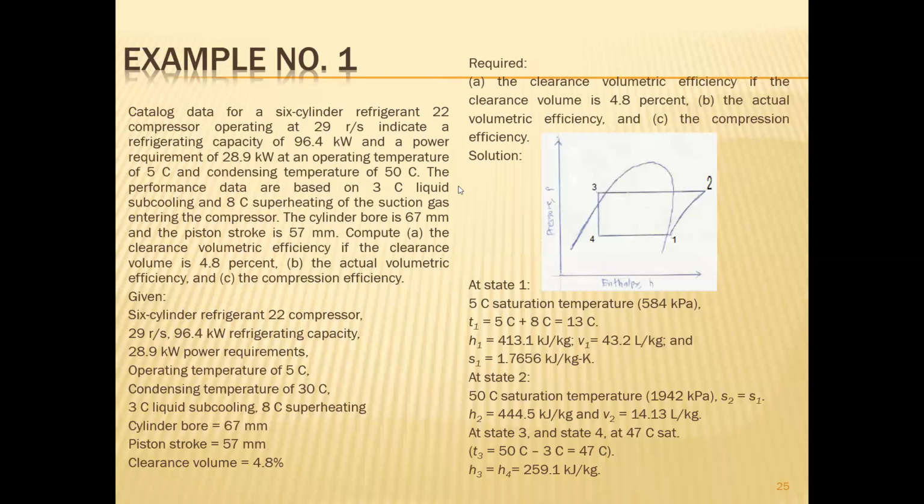Its temperature is 50. But what is the pressure? Find it in the table: 1942 kilopascals. So that is the pressure. From 2 to 3, S1 is equal to S2 because it is isentropic. Therefore, H2 is equal to 444.5 kilojoules per kilogram and V2 is 14.13 liters per kilogram.